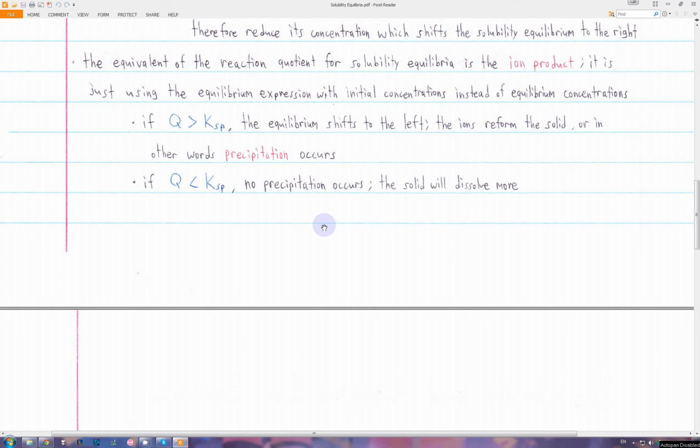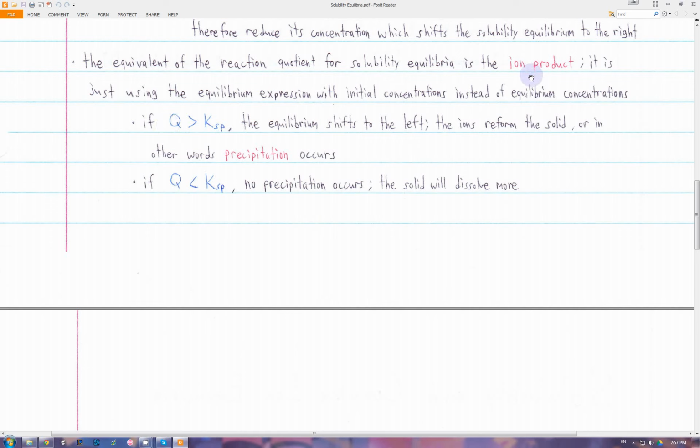So remember when we used the equilibrium expression, but we plugged in the initial concentrations instead of the equilibrium concentrations, that told us which way the reaction would shift to reach equilibrium. And that was called the reaction quotient, or the Q. So for KSP we have the same thing, but we call it the ion product.